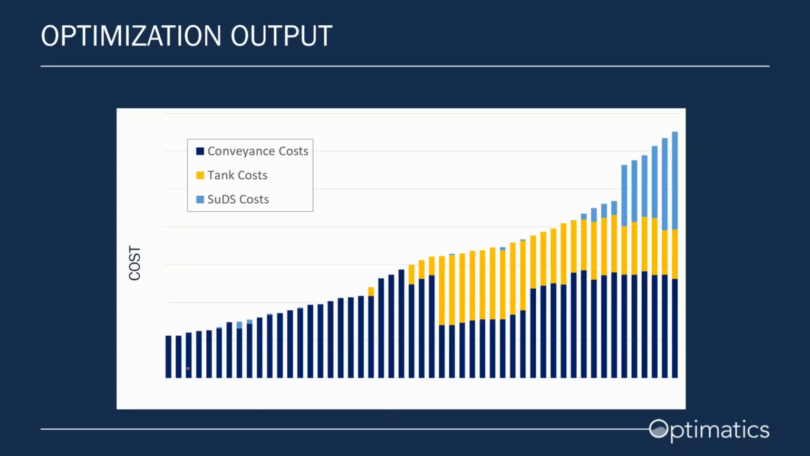This is one example of how we can dive into those Pareto points a bit more. Here each bar represents one optimal strategy, and we've ordered these in terms of total cost, and then we've broken them out in terms of the contribution of cost from different intervention strategies. We can see our conveyance in terms of pipes, we can see our storage in terms of tanks in yellow, and then finally our green infrastructure options in light blue here.